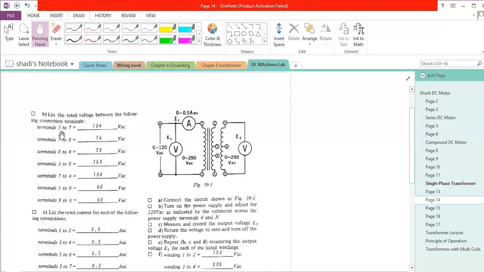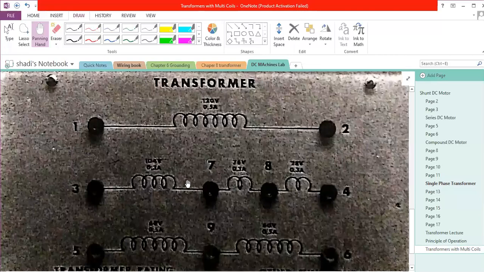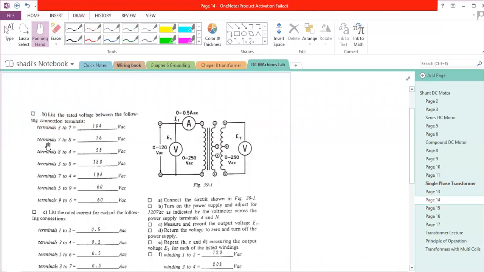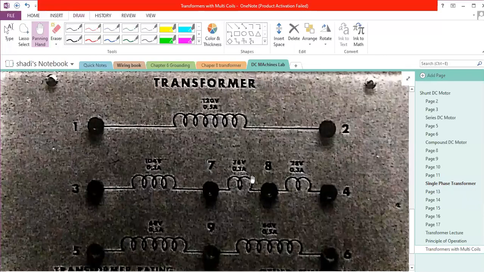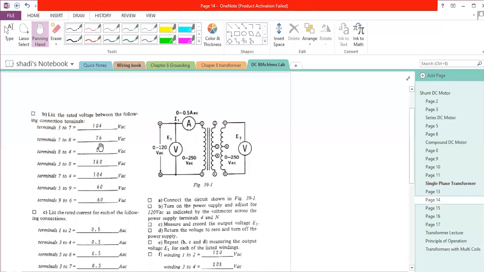Now, what about terminal 3 to 7? 3 to 7, here it is. This is 3 to 7. I'm expecting 104. 104, exactly. Terminal 7 to 8. So this is 7 to 8. The rated voltage is 76. Since you applied the rated voltage, I will get 76 volt. Okay, and so on. It goes through all of these connections. 5 to 9, it is 60. 9 to 6 is 60. But if it is between 5 and 6, it will be 108 volt.